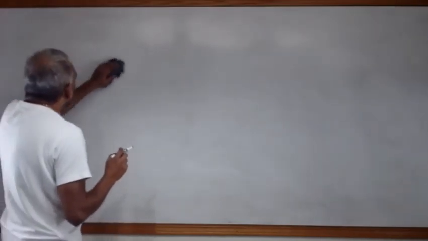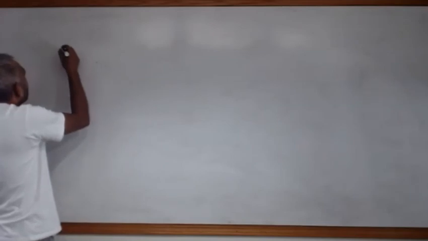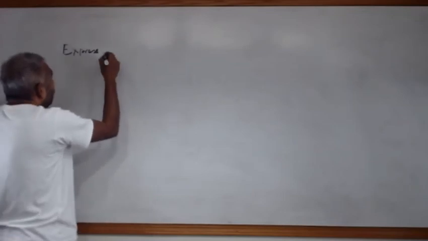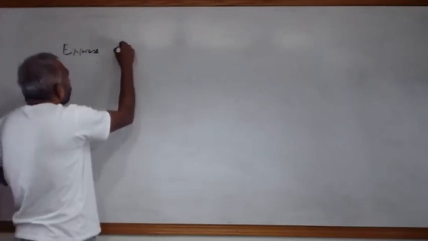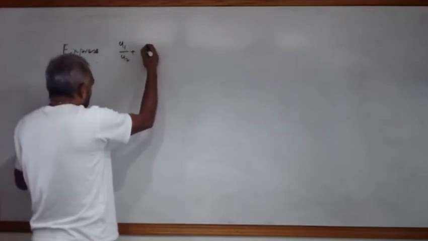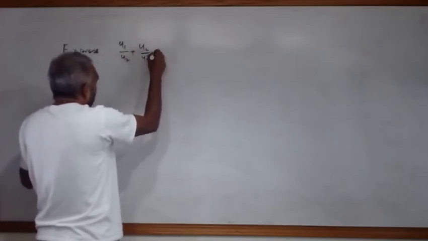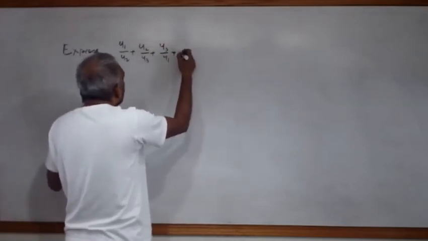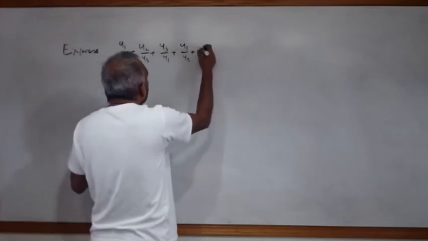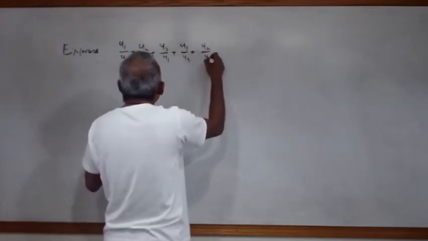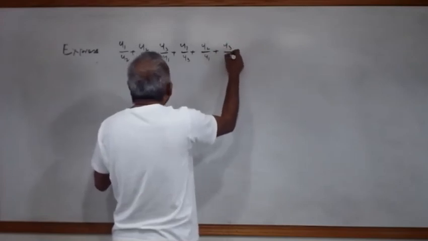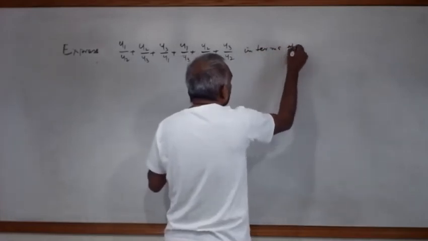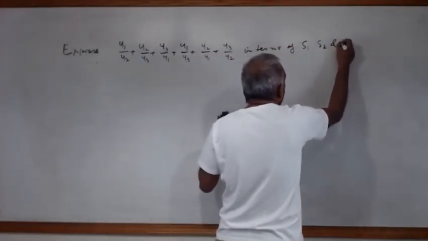Let us do one problem using this result. Express the symmetric function y1 by y2 plus y2 by y3 plus y3 by y1 plus y1 by y3 plus y2 by y1 plus y3 by y2 in terms of S1, S2 and S3.